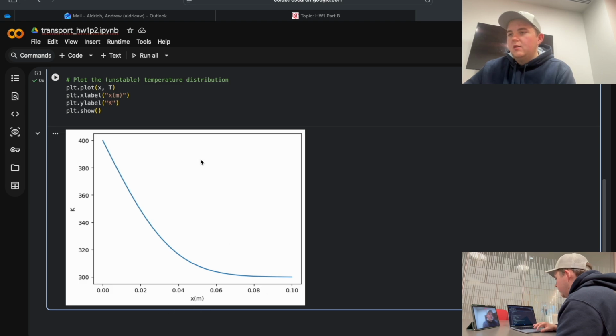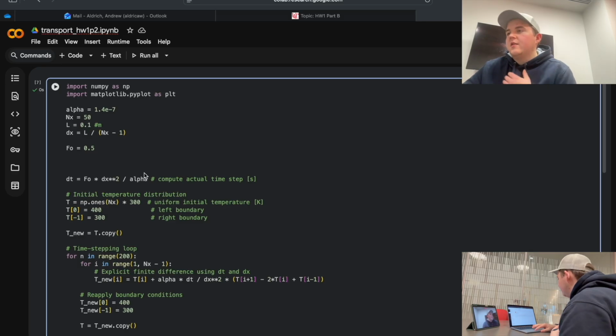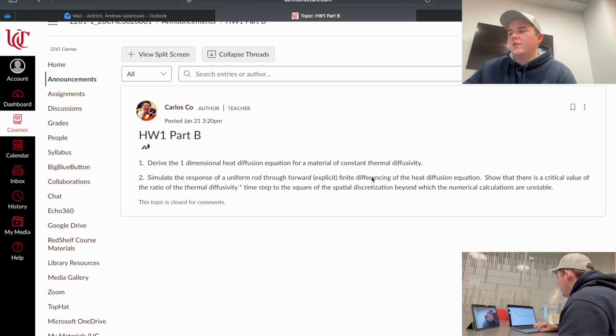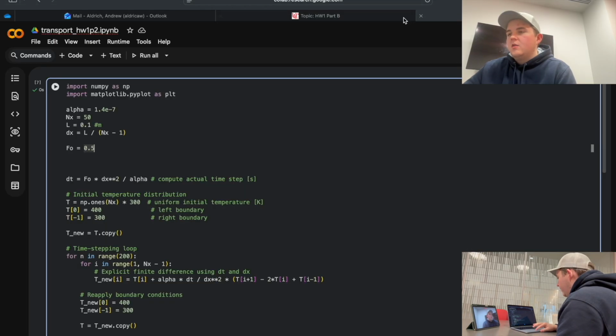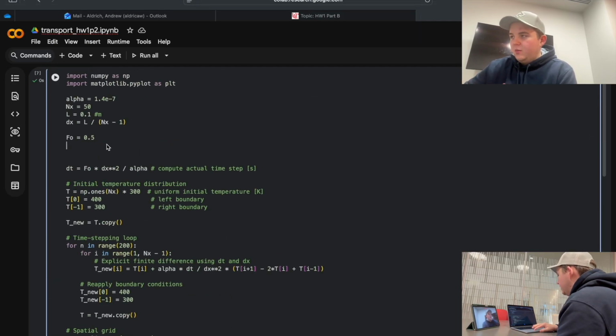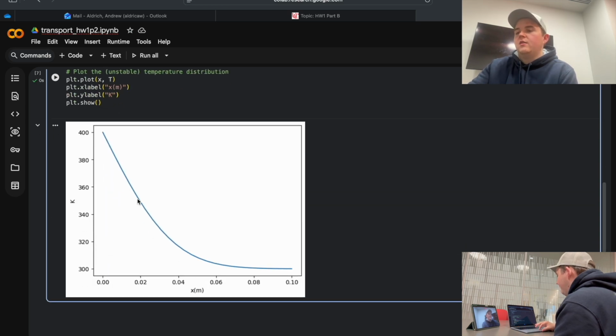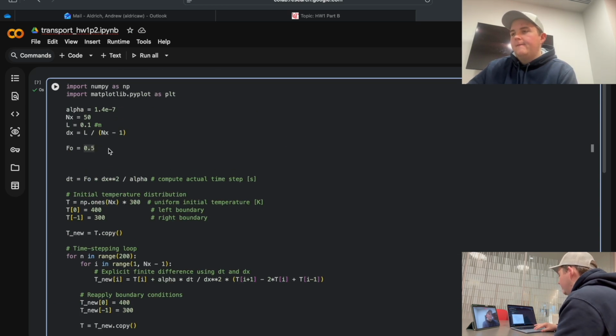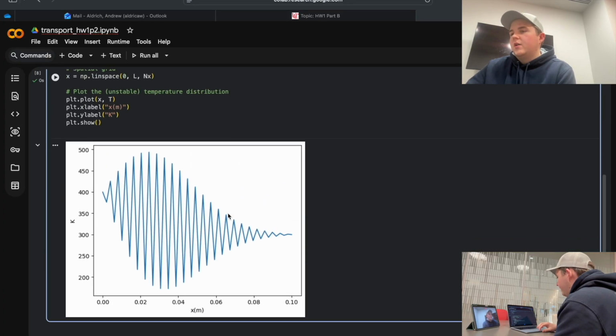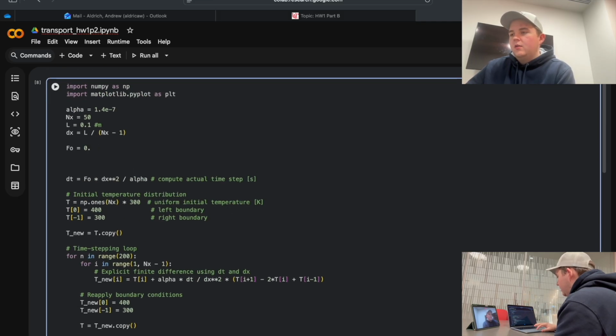And then, where's the Fourier number? Okay, so this is really important because this explains the critical value of the ratio of thermal diffusivity, beyond which the numerical calculations are unstable. So this would be at 0.5, which is right at the tipping point of unstable. If we change this to 0.51, you'll start to see it going unstable, but if we go back to 0.49, you'll see it goes back to stable.